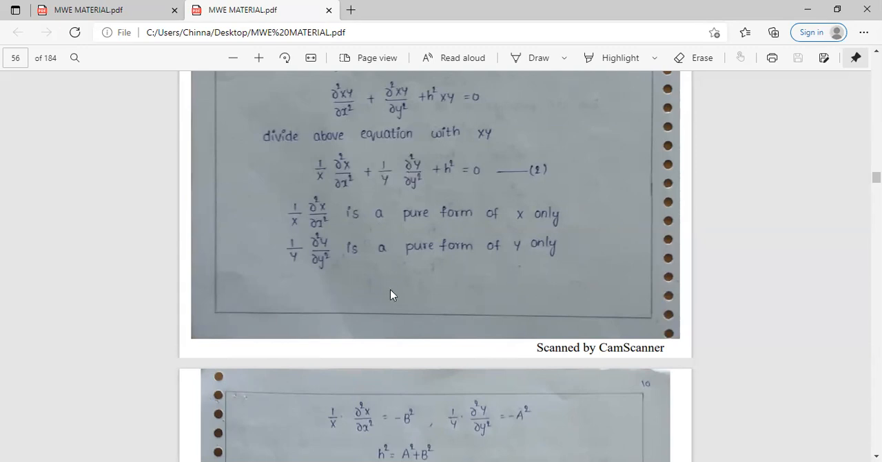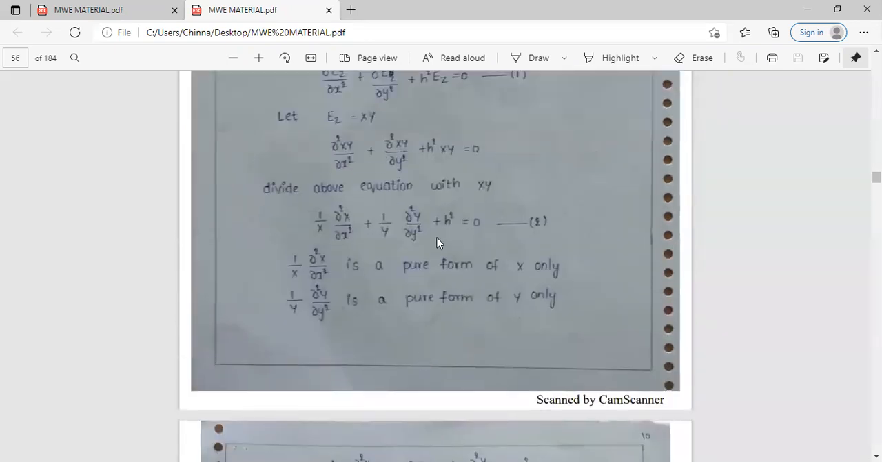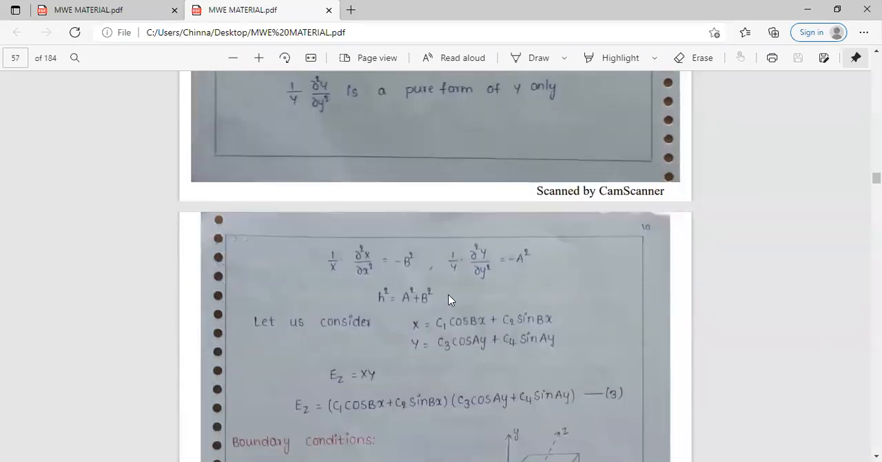So for the first term, we assume that 1 by X into dou square X by dou x square is equal to minus b square, and 1 by Y into dou square Y by dou y square is equal to minus a square. So what will happen? h square is equal to a square plus b square. How is it obtained? Like this: h square is equal to a square plus b square.